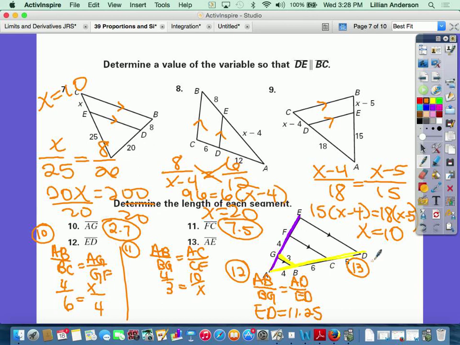and so I can set it up as AE over GB equals AD over GB. So when I plug in, I'm looking for AE. I already know part of it, but I don't know the whole thing, so that's my X. GB is 3. AD, if I add up all the sides, is 15. And then GB is 3. Cross multiply, I get 3x equals 45. So then X would be 15.